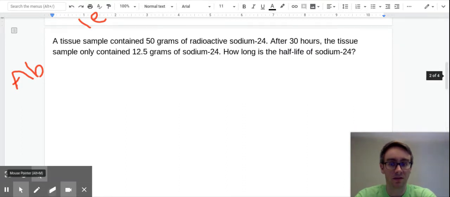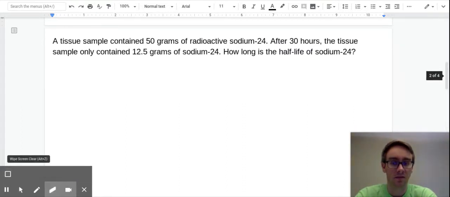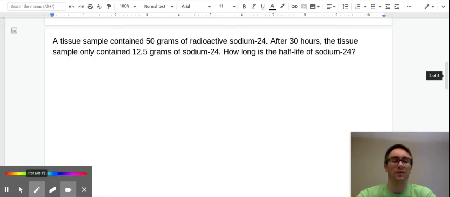All right, got to clear this here. All right, so here we go. A tissue sample contains 50 grams of radioactive sodium-24. It's very important for our cells. After 30 hours, the tissue sample only contains 12.5 grams of sodium-24. How long is the half-life of sodium-24? So it doesn't tell me how long it is. I need to figure it out.